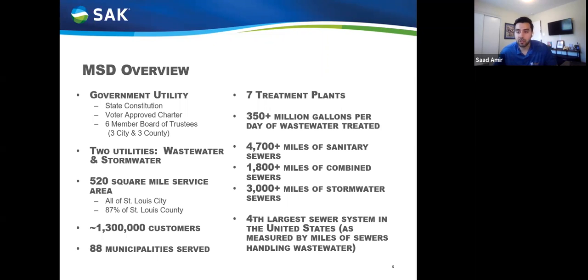A couple of different facts about the size of the district. It makes us the 4th largest sewer system in the entire country, which really drives the cost of our program. Just to highlight, wastewater and stormwater utilities are 2 separate utilities that have 2 separate funds. So we can't use wastewater money for stormwater projects, and we can't use stormwater money for wastewater projects. What we're here to talk about tonight is the wastewater side of MSD. And with that, I'll go ahead and pass it over to Kevin Nelson to talk about the project specifics.